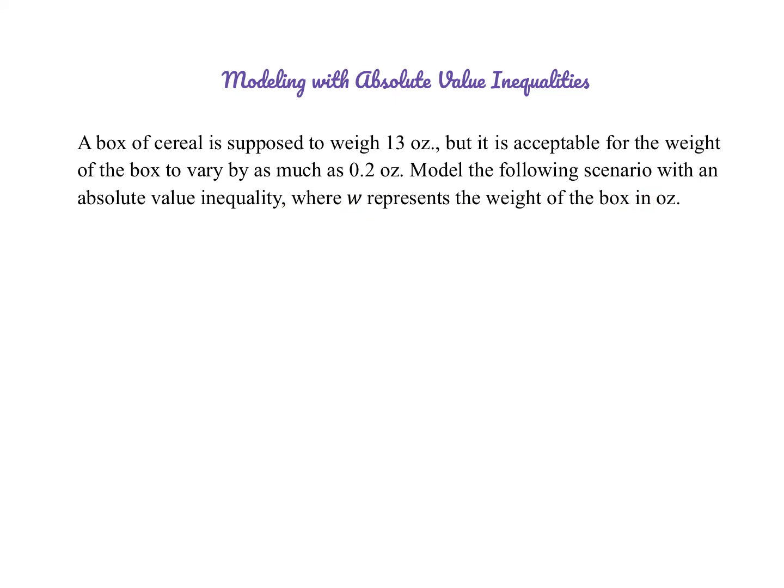Model the following scenario with an absolute value inequality where W represents the weight of the box. So just to visualize the interval that would work, the upper end of what's acceptable would be 13.2 ounces. The lower end of what's acceptable would be 12.8 ounces. And again, 13 is like that ideal point, but it can vary by this much. So how do you represent that with W, where W is the weight of the box?